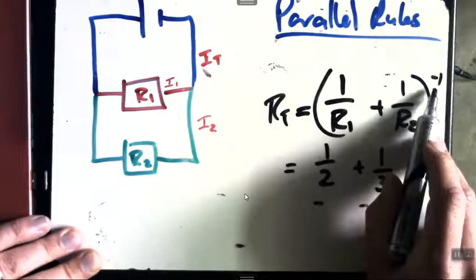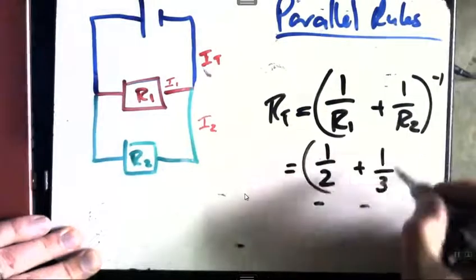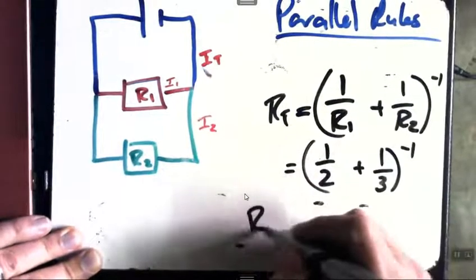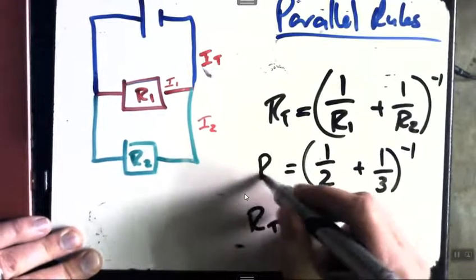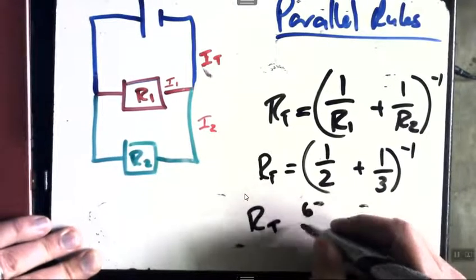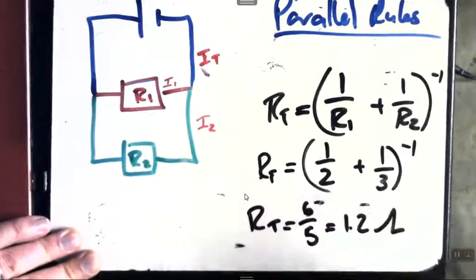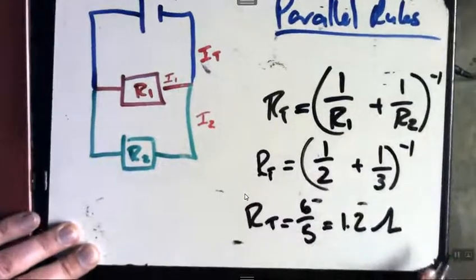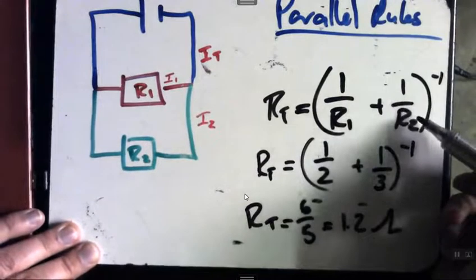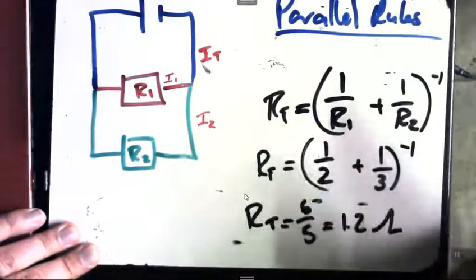Now that is mathematically already turning something around, and then you'll get that the total resistance in parallel is 6 over 5. It's 1.2 ohms. So the calculator does all the thinking. You write down the formula. This is not the typical formula in the textbook.